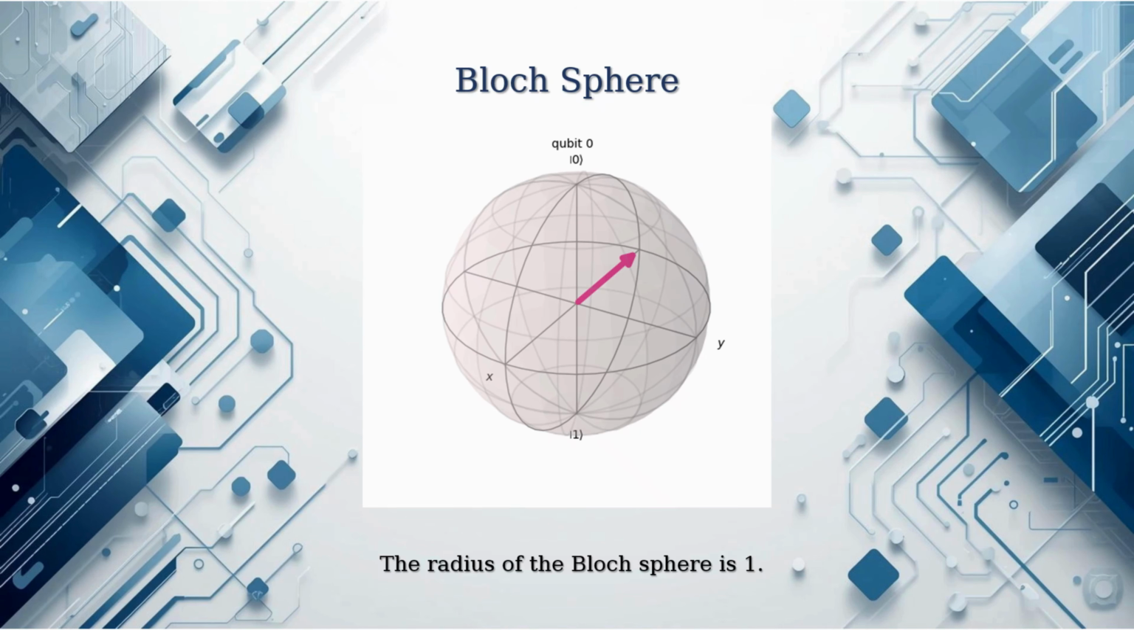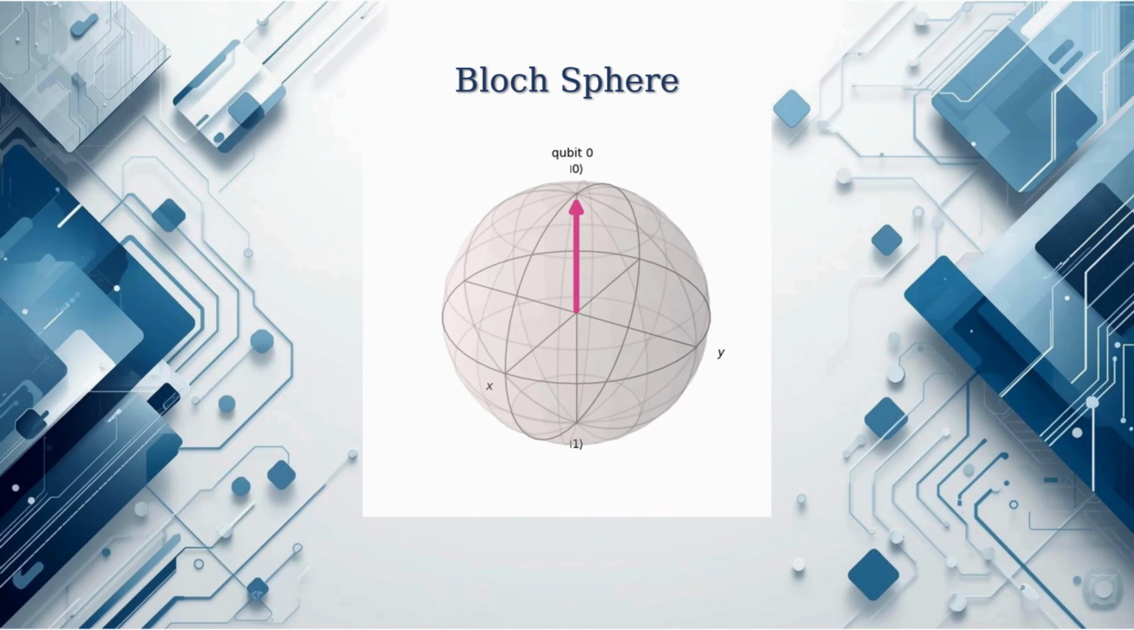The radius of the Bloch sphere is 1. The z-axis shows gate 0 at the top and gate 1 at the bottom. This shows the probability of the qubit measuring gate 0 or gate 1. The x-axis represents the real part of the state of the qubit. The y-axis represents the imaginary part of the state of the qubit.